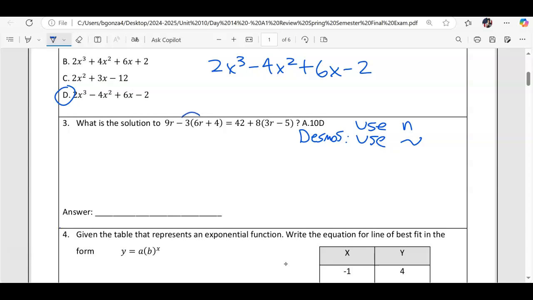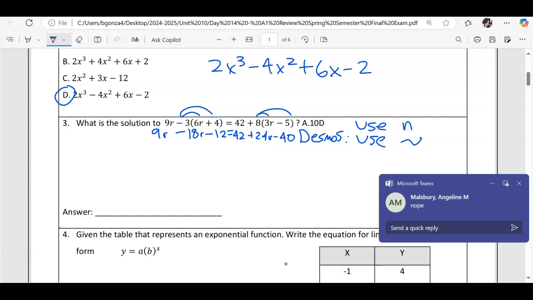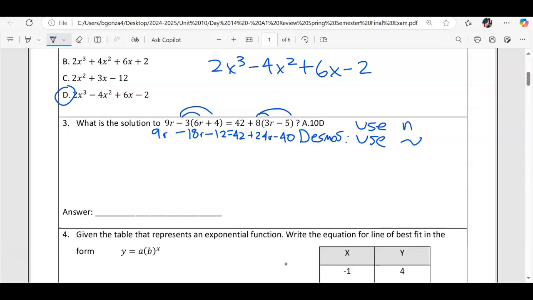You have to distribute and distribute. Negative 3 times positive 6 is negative 18r. Negative 3 times positive 4 is negative 12. Bring down the 9r. 8 times 3r is 24r. 8 times negative 5 is negative 40. Okay.